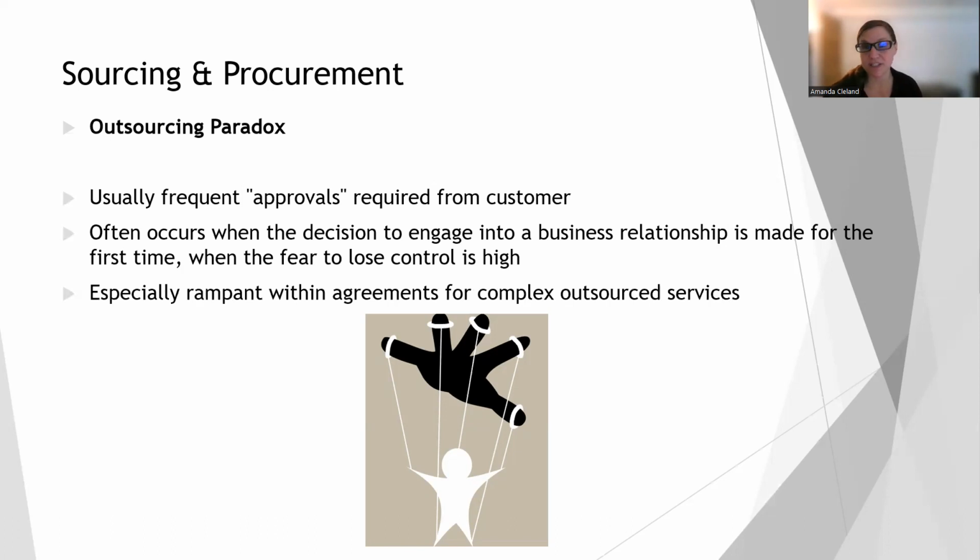This often occurs when the decision to engage in a business relationship is made for the first time. So when a company first decides that we're going to move this from in-house to outsourcing, something that we used to do in the past, the fear that we have about losing control is really high. This is very, very common for very complex services that end up being outsourced. So that is the outsourcing paradox, where we don't allow the suppliers to actually bring their innovation, bring their skill, and bring us a solution. We dictate what it is, and the end product is not as good as it should be.